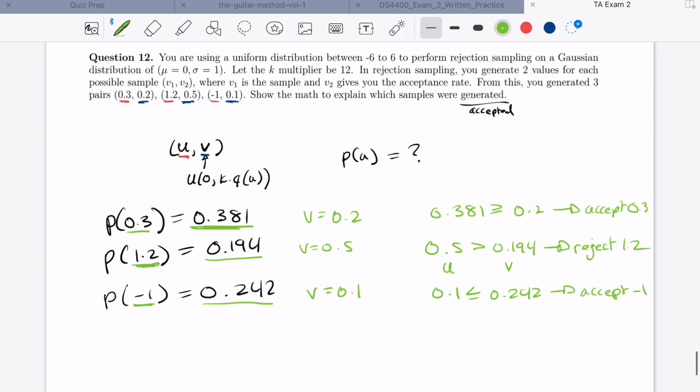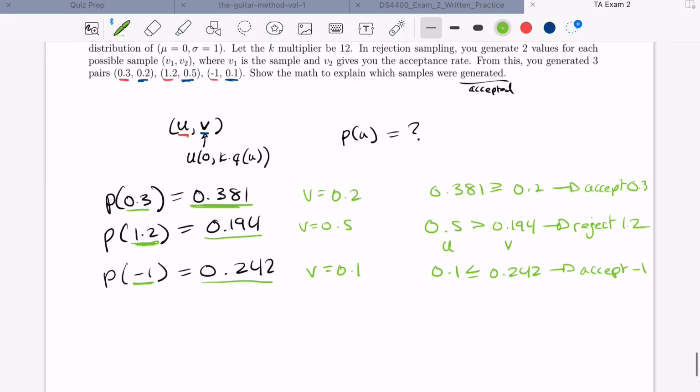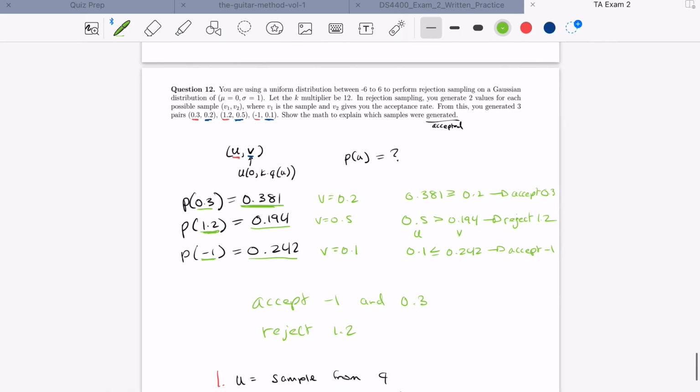So our final answer: we generated 3 samples and we only accept 2. We accept -1 and 0.3, and we reject 1.2. And that is that question done. Thank you.